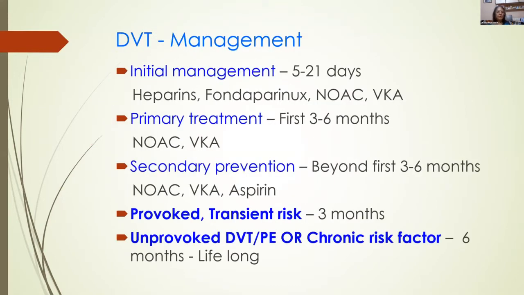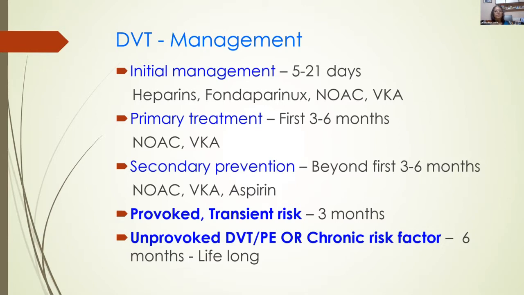DVT management today is divided into 3 time zones. First is initial management for 5 to 21 days. And the agents that one would be using during this period could be heparins, preferably low molecular weight heparin, or in patients who have low platelet count, less than 1 lakh, or have developed HIT, that is heparin-induced thrombocytopenia, fondaparinux is the choice.